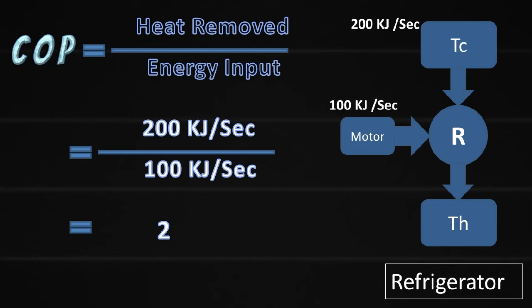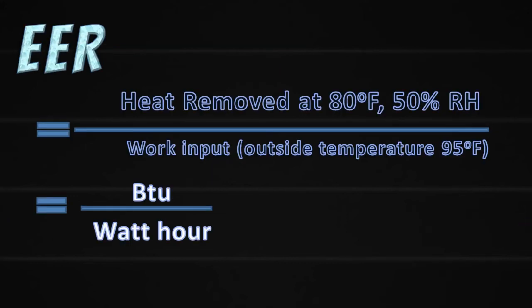COP is a unitless quantity. Sometimes if the refrigerator absorbs more energy and produces less than the expected refrigeration effect, the COP can fall below unity. For example, in the case of vapor absorption refrigeration systems, the COP is less than 1.